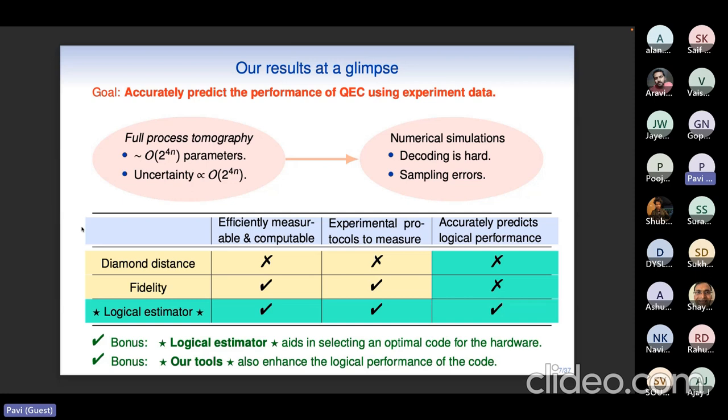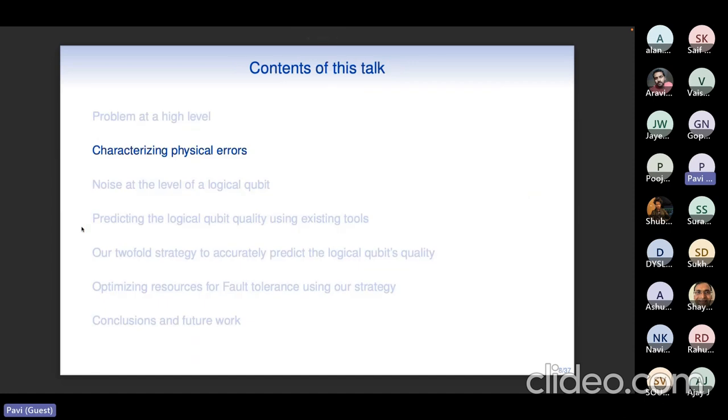Now let's go into the details and try to understand why this problem is hard and what the relevance of the solution is. Okay, so we kept talking about physical errors and logical errors. Let's understand this graph in great detail. Let's look at the x-axis and then the y-axis in some sense. So let's first look at what we mean by physical errors.